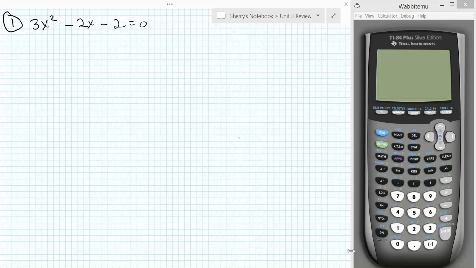Okay, this is problem number 1 on the review. This is in a perfect condition for us to go ahead and use the quadratic formula to solve. Notice that we have an x squared term here, we have an x term here, and one side of the equation is equal to 0.